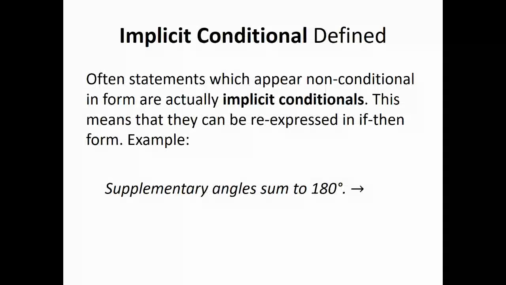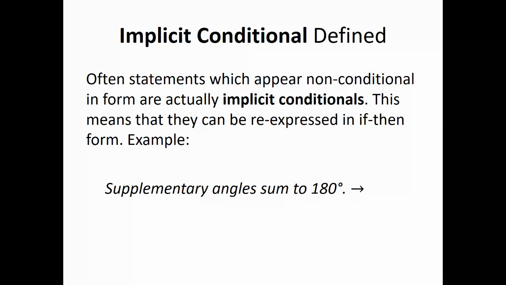Now, very often we'll encounter statements that, though really conditional in form, don't have that explicitly present in the way that they've been stated. And a conditional like that is often called an implicit conditional. That is, it's a statement that can be re-expressed in a synonymous way, but a way that uses the if-then form. So, for instance, consider the statement supplementary angles sum to 180 degrees, which obviously doesn't contain an if or a then, but really this is a conditional statement. This is then an implicit conditional.